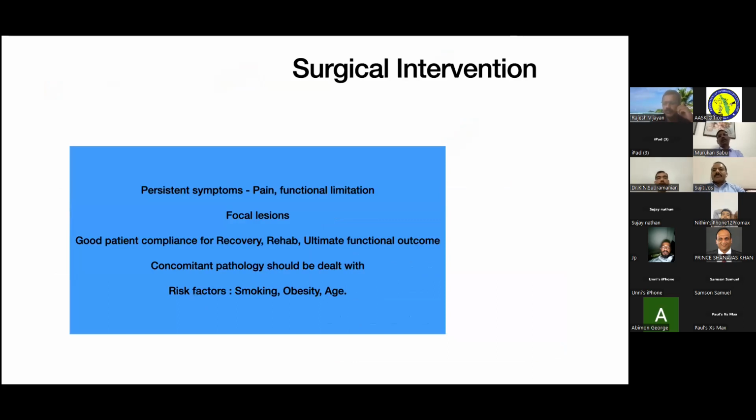So to do surgical intervention, there should be persistent symptoms, and there should be failure of non-operative management. The patient should be compliant for recovery and rehab, and they should be explained the ultimate functional outcome very correctly. Concomitant pathology should be very well dealt with, and one should know the risk factors. Smoking, obesity, and elderly are not the right candidates for these procedures, because these procedures are expensive, and you cannot expect a satisfactory result if you have all these combinations. So one has to be very clear about all these things before intervening.